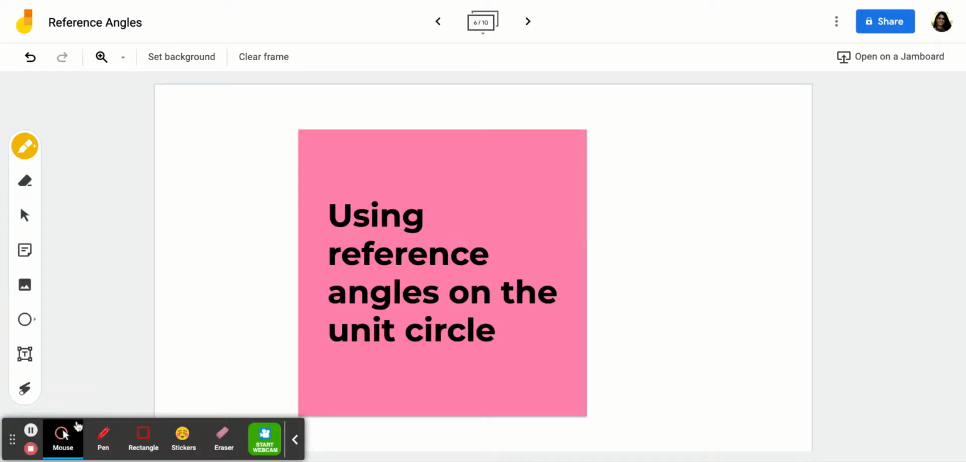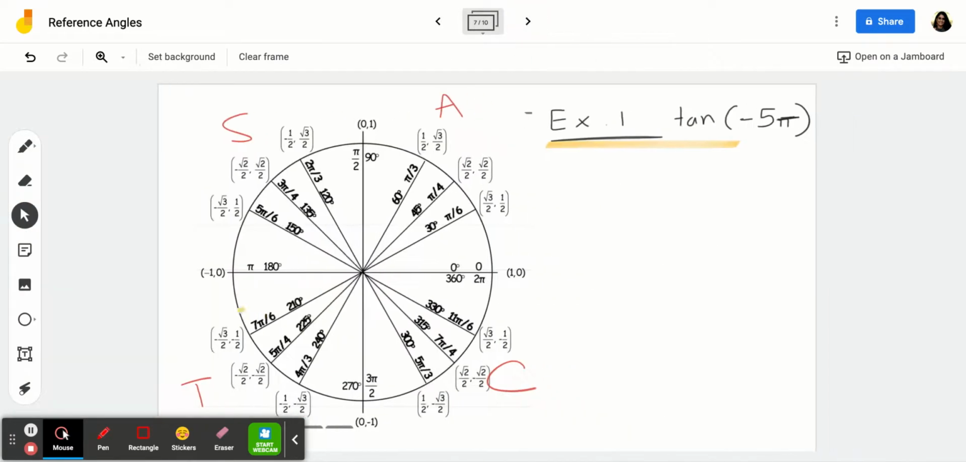Hi everybody, it's either Thursday or Friday when you're watching this, so go ahead and title your notes using reference angles on the unit circle. What we're going to be doing is combining our knowledge of reference angles and the unit circle that we've been doing for the past 2 days. So let's go ahead and jump right into example 1.